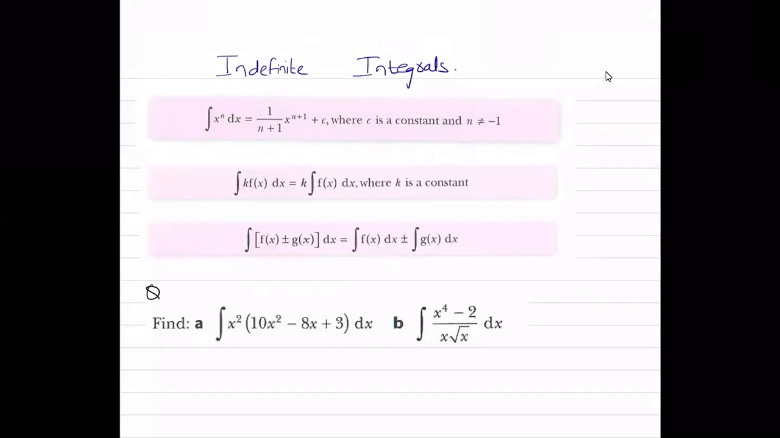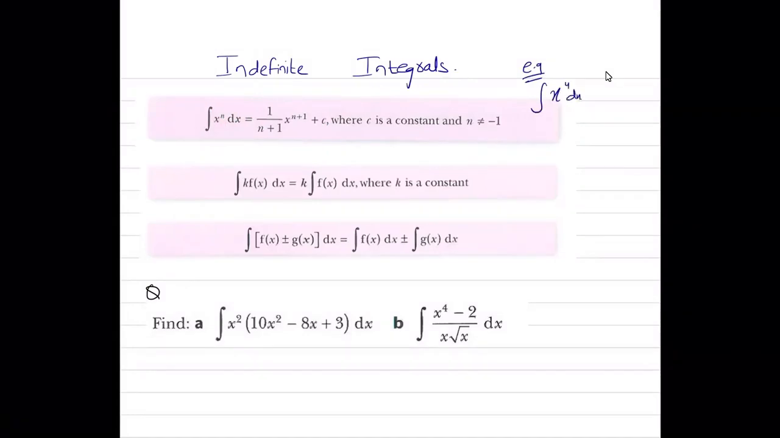Now, if you have any function, let's say in the form of x to the power of n. For example, if you have x to the power of 4 and you need to integrate this, then the integration of x to the power of 4 is going to be: you raise the power of the expression by 1, so 4 plus 1 is 5, divided by the new power, 5, plus a constant of integration. So integration of x to the power 4 dx, this was the indefinite integral and you integrated it.